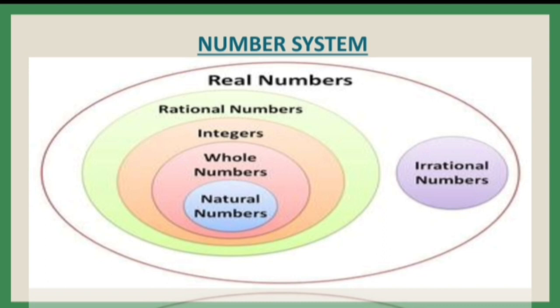So in our number system, the natural number set is a basic number set which we call counting numbers, starting from 1, which we use in our daily life, right? If to that natural number set you include 0, it will become the set of whole numbers. Counting numbers with 0 are called whole numbers.